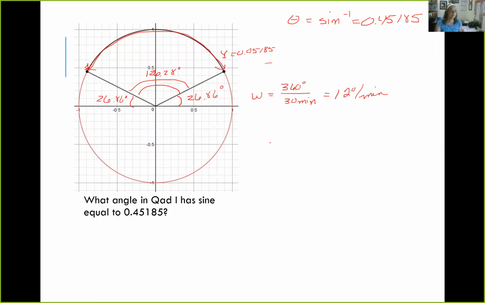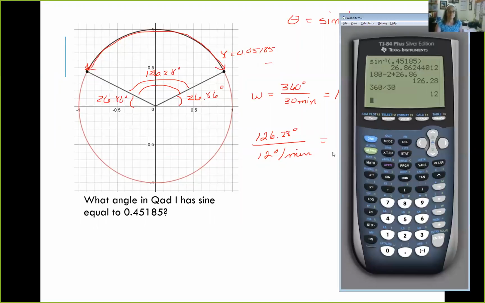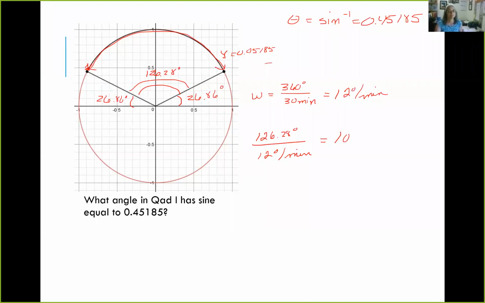Yes, we're going to travel 126.28 degrees. So divide that by 12 degrees per minute. And we find that for 10.5 minutes, we're going to be above 100 meters.